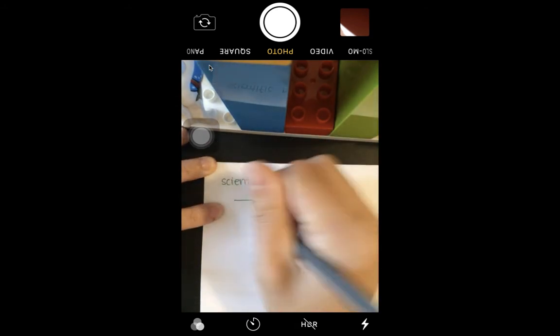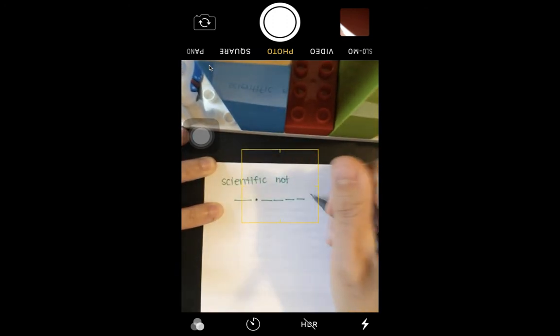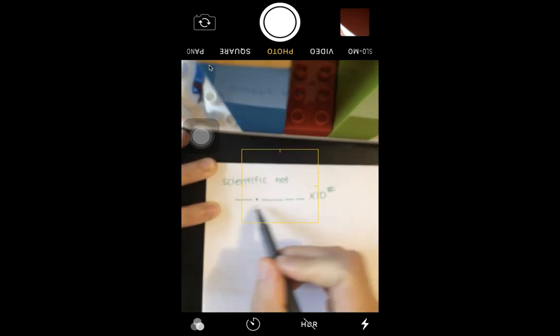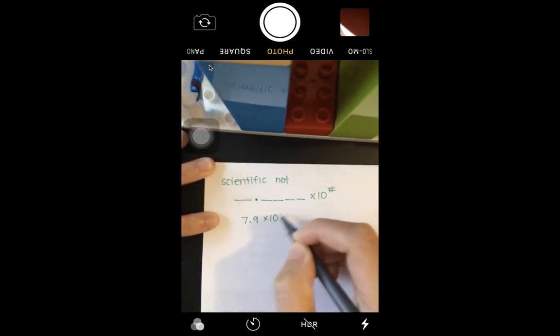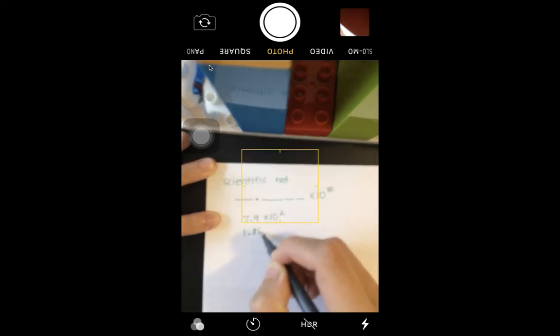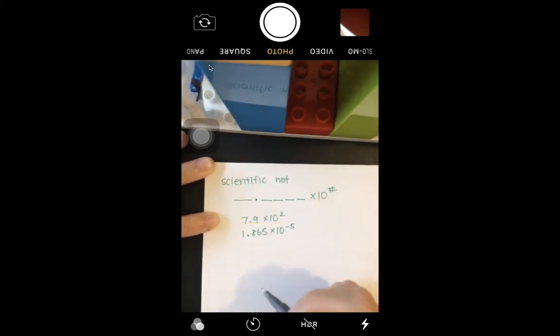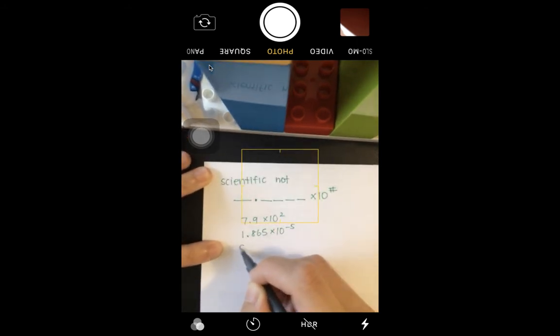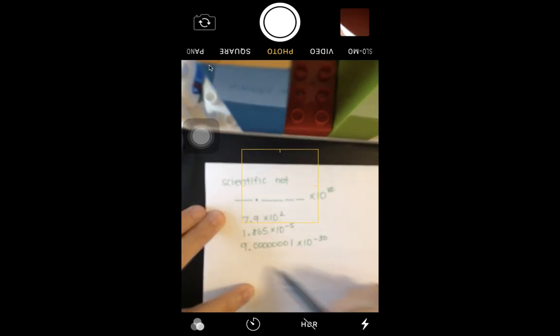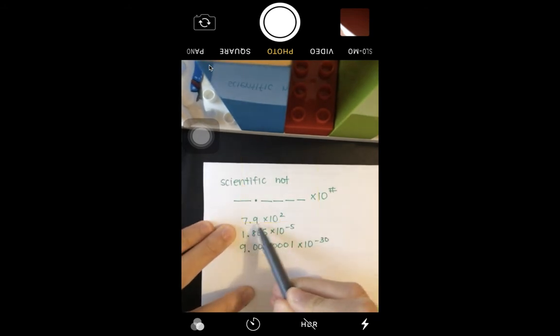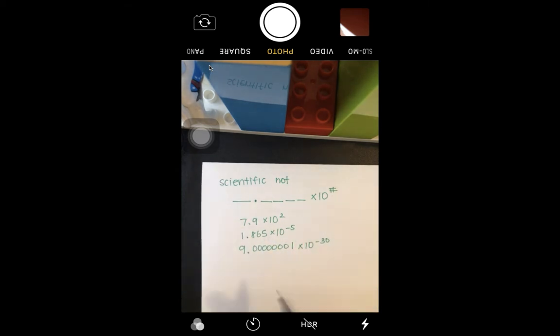is always going to be some number, a decimal, everything after it, times 10 to the something power. That's the format of scientific notation. So for example, I can have like 7.9 times 10 to the 2, or 1.865 times 10 to the negative 5, or I don't know, 9.000000001 times 10 to the negative 30th, whatever. This is all written in scientific notation because you have a number, a decimal, everything after it, times 10 to the something power. So this is all considered scientific notation.